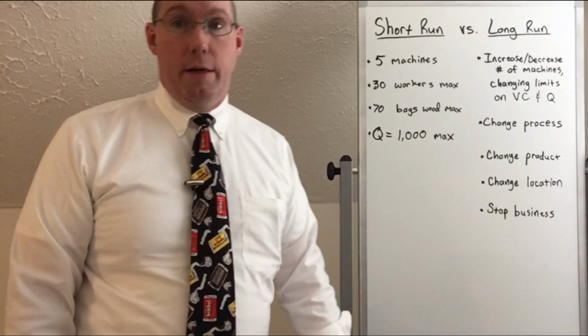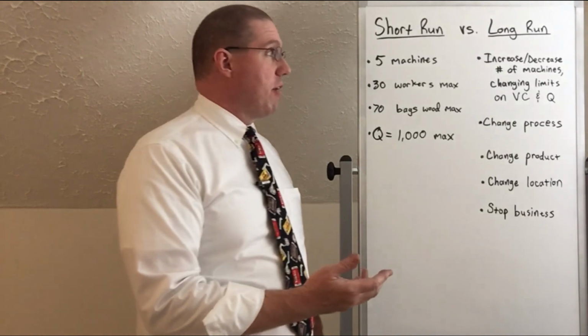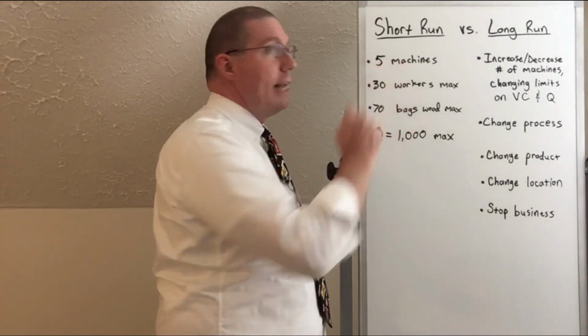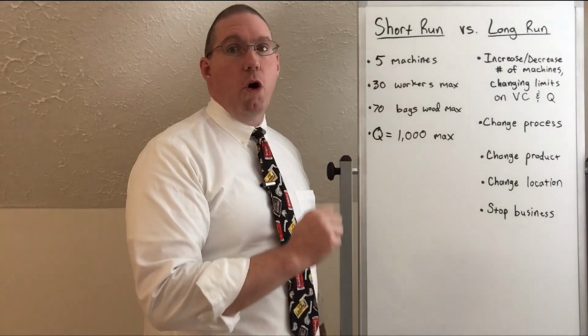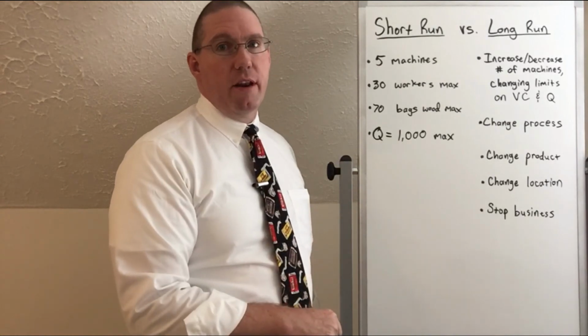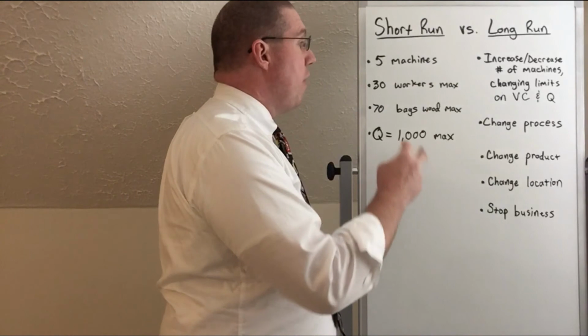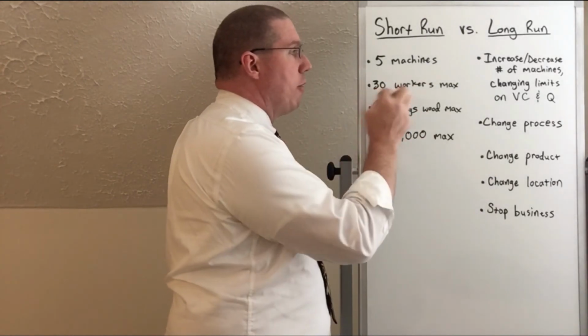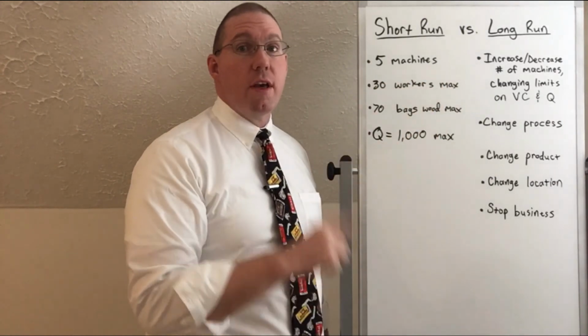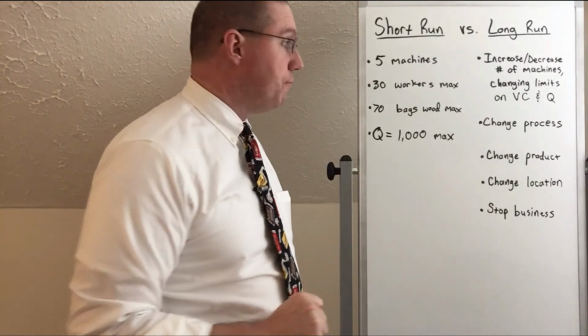In the short run, this firm can decide, you know what, we're going to shut down 2 of the machines, we're only going to have 9 employees at a time, and we're going to run 2 shifts. And therefore, they will then employ 18 out of the 30 possible workers. That's a short run decision.